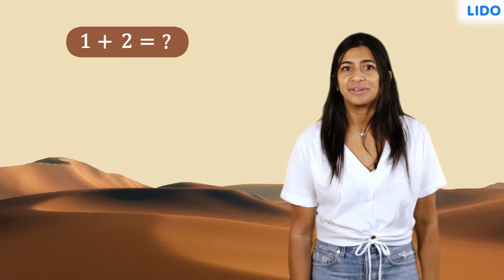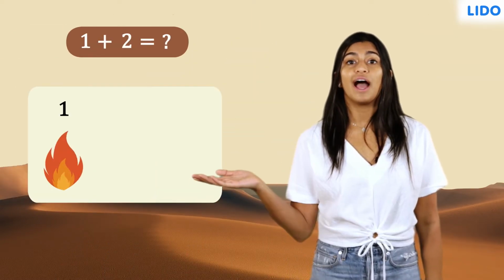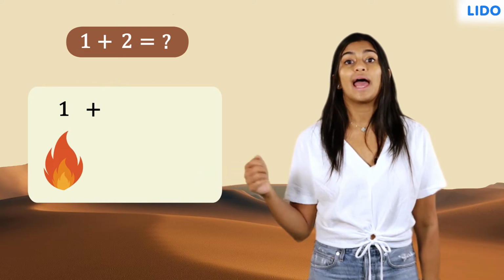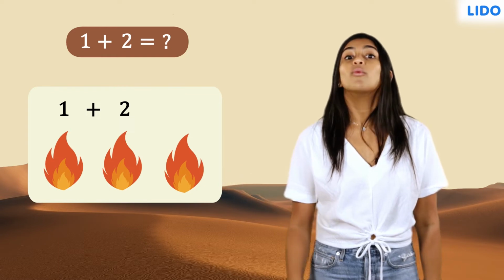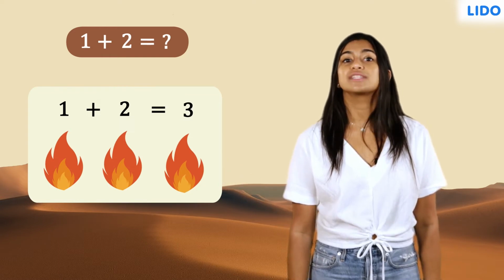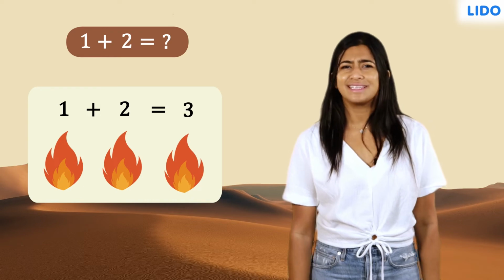Let's try and solve a question. We'll take 1 unit of fire to show +1, and then we will add 2 more units of fire because the second number is +2. We get 3 units of fire, that's +3. That was easy, wasn't it?